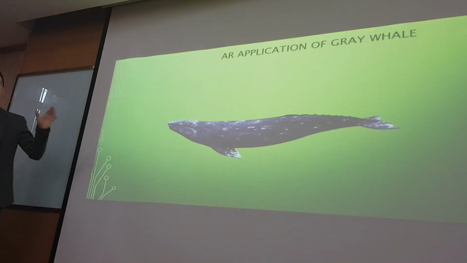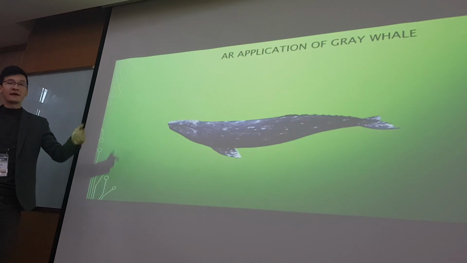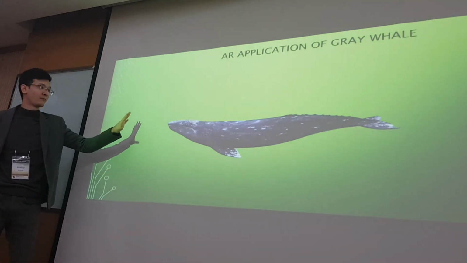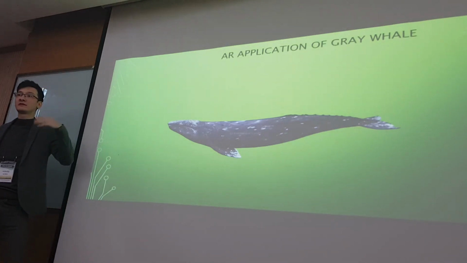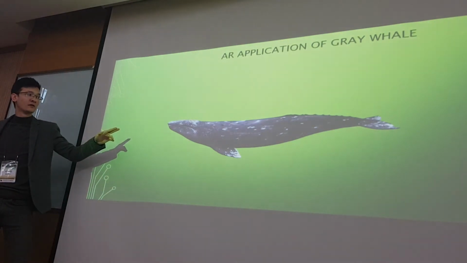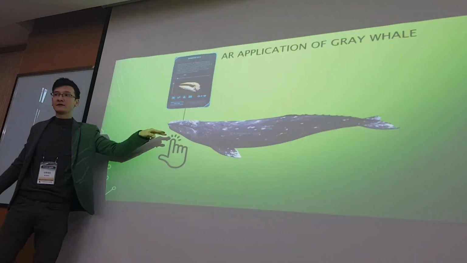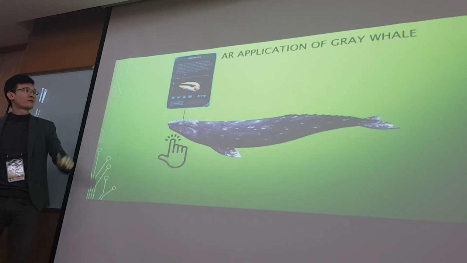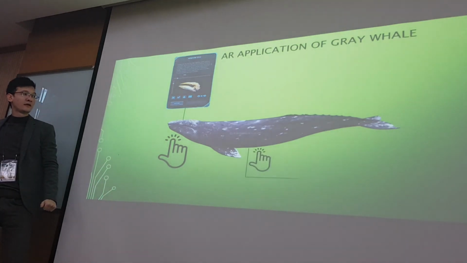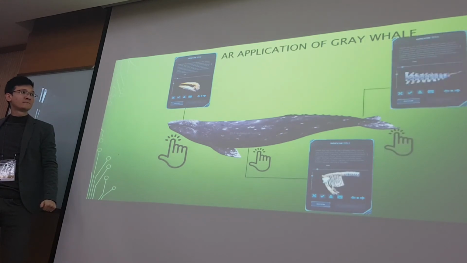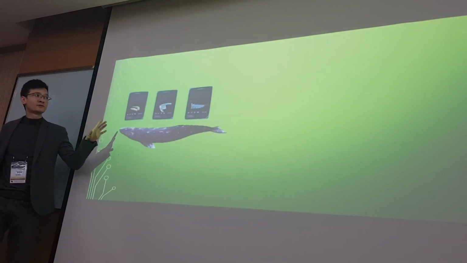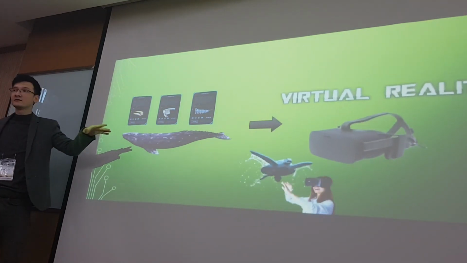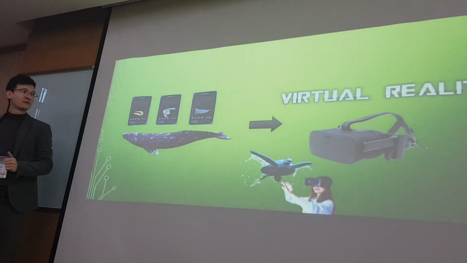So our next step, we want to create an AR application of the gray whale, and it will have some features. When the user pushes any body part of the whale, it will give some information about it. For example, the user pushes the head of the whale and there is some information about it, the skeleton of the whale and some information. And the other body parts, tail maybe. And we also want to implement this AR application in virtual reality, so it will be more real for the user.